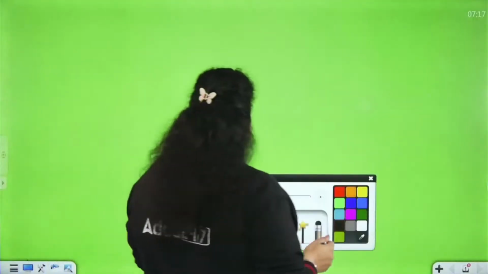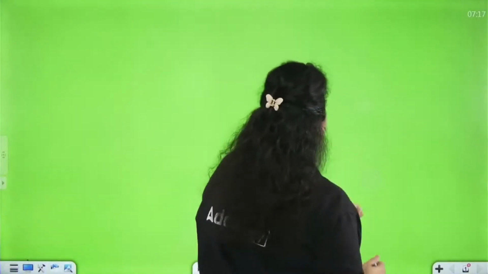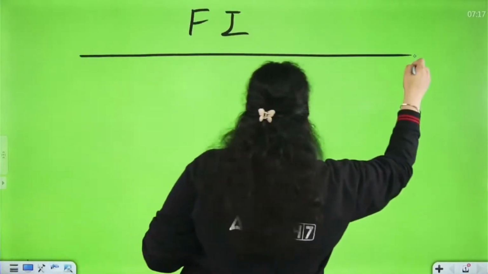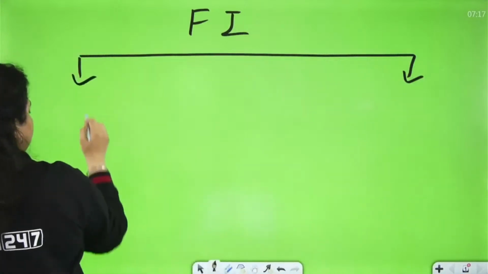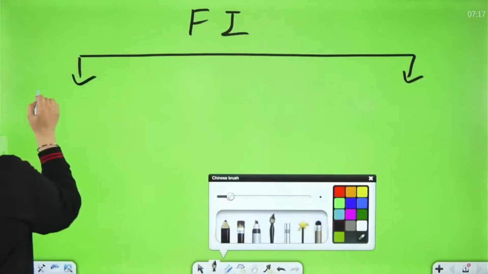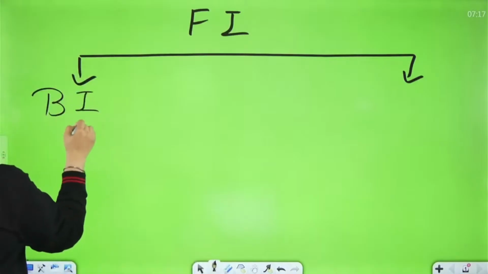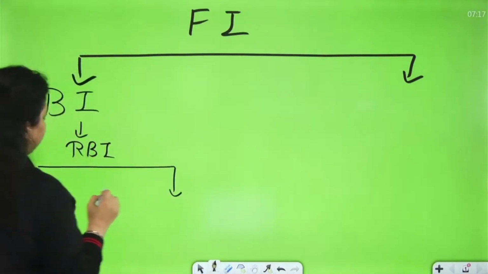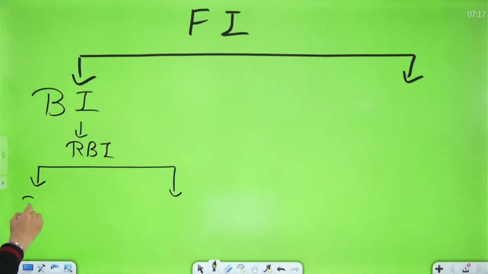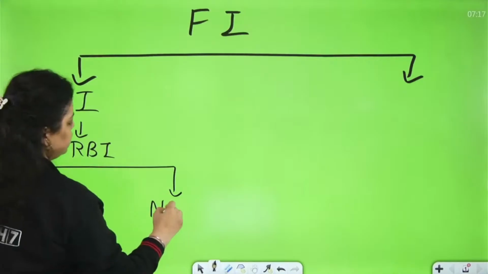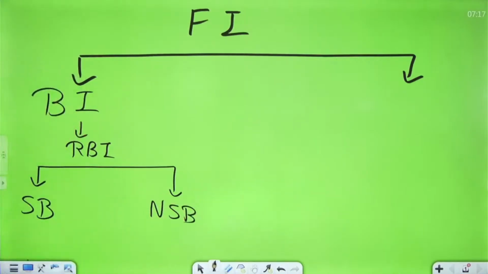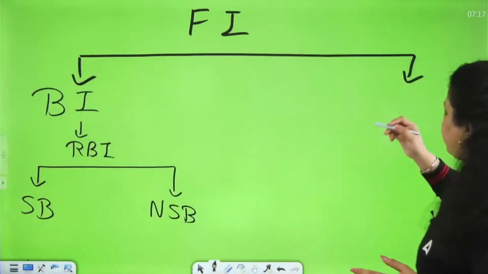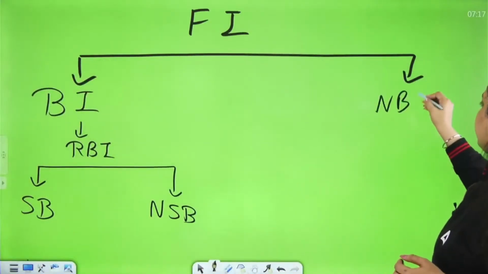If I am talking about the financial system in the country, it is divided into two categories. First, we have banking institutions, in which first RBI comes. Then RBI has divided the banking institutions into two categories, that is scheduled bank and non-scheduled bank. Okay, this is the banking institution, one side of the financial institution. The second type is non-banking financial institution.